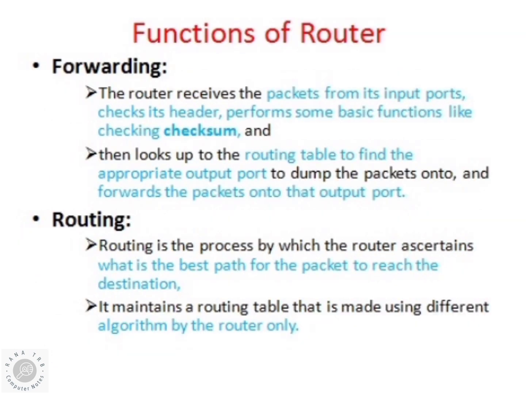Functions of routers. First one is forwarding, that is it receives a packet from its input port, checks its header and performs some basic functions like checksum, and then by using the routing table it finds the appropriate output port and forwards the packet to the output port. Next one is routing. Routing is the process used to find the best path for the packet to reach the destination. It also maintains the routing table, which is built using algorithms by the router itself.